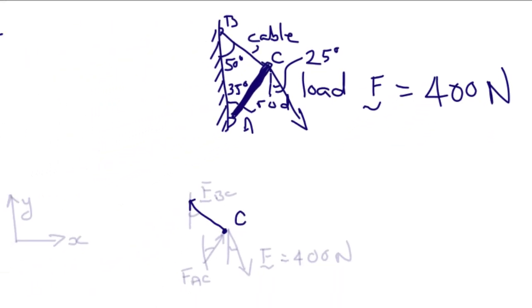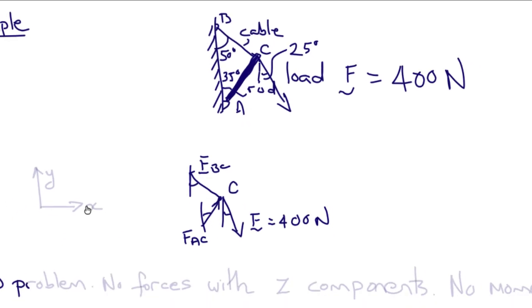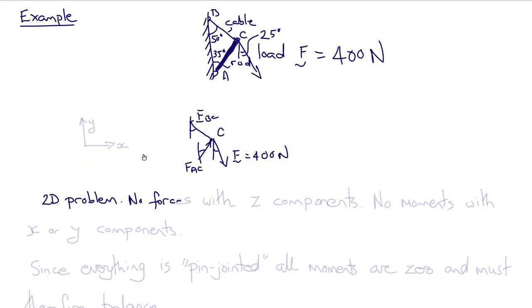So let's draw our free body diagram centered on C. So by making a cut in the cable, we expose a force here. And by making a cut in the rod, we expose a force here. We'll label the force in the cable FBC, the force in the rod FAC, and then the external load is F. We know the angles, and this is a 2D problem, so there are no forces with Z components and no moments with X or Y components.